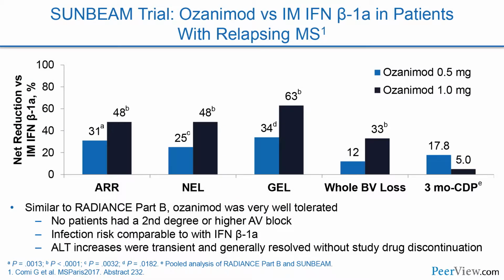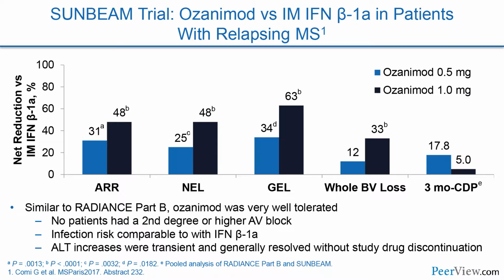In SUNBEAM, patients were randomized 1:1:1 to receive once-daily oral ozanimod 0.5 milligrams or 1 milligram or weekly interferon beta-1a for 12 months. The results of this trial showed that compared to interferon beta-1a, both doses of ozanimod significantly reduced annualized relapse rates, the number of new or enlarged T2 lesions, and the number of gadolinium-enhanced lesions. Significant reductions were seen in cortical gray volume loss and thalamic volume loss for both doses of ozanimod, and for total brain volume loss in the 1 milligram dose only.